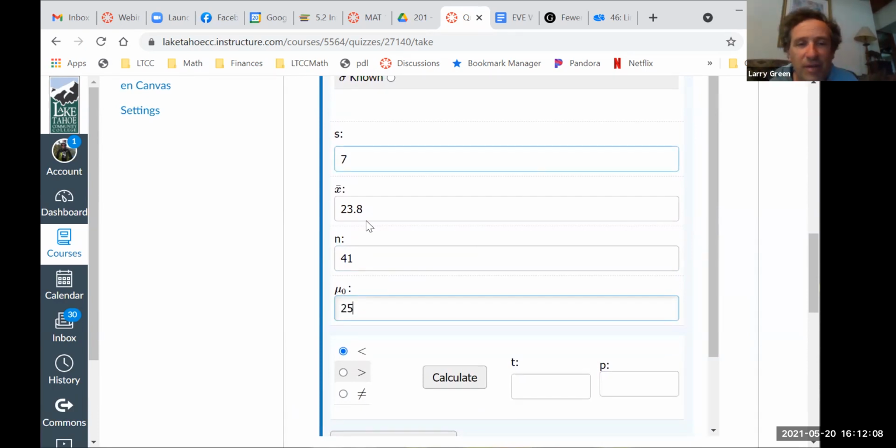Any questions on putting in all of the items? Okay, we do want less than. So definitely keep that. And I hit calculate. And there's my test statistic. Just a bunch of decimals.